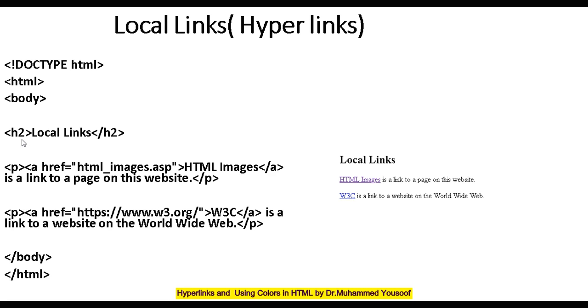Now you can see H2, the font size H2, and I am closing the font size here with H2. In the middle I am writing local links. So the font size is H2 size and it contains the text called local links. This is the output of the program.